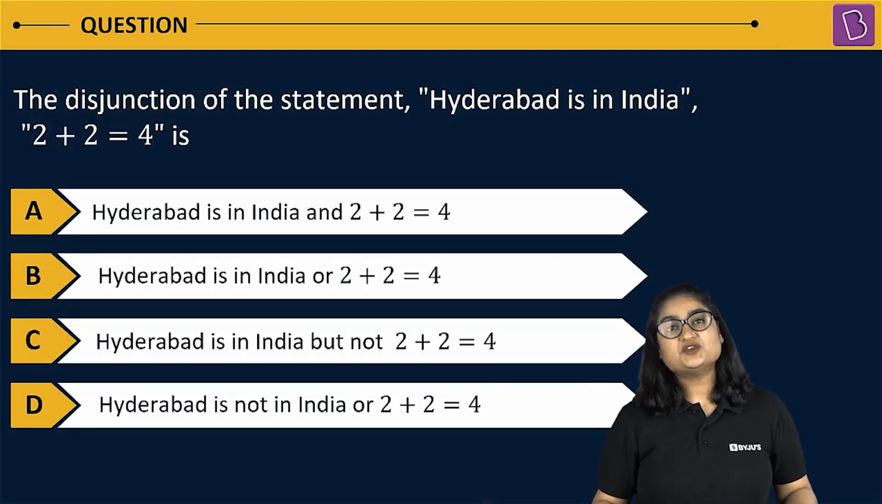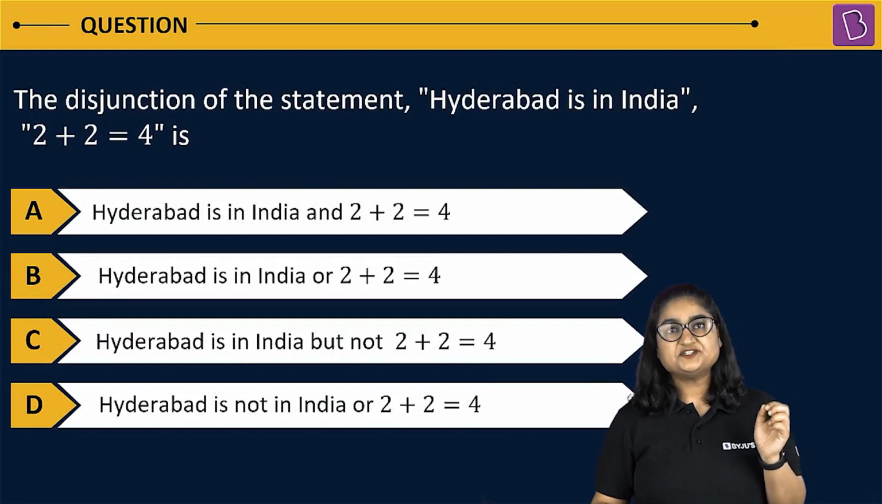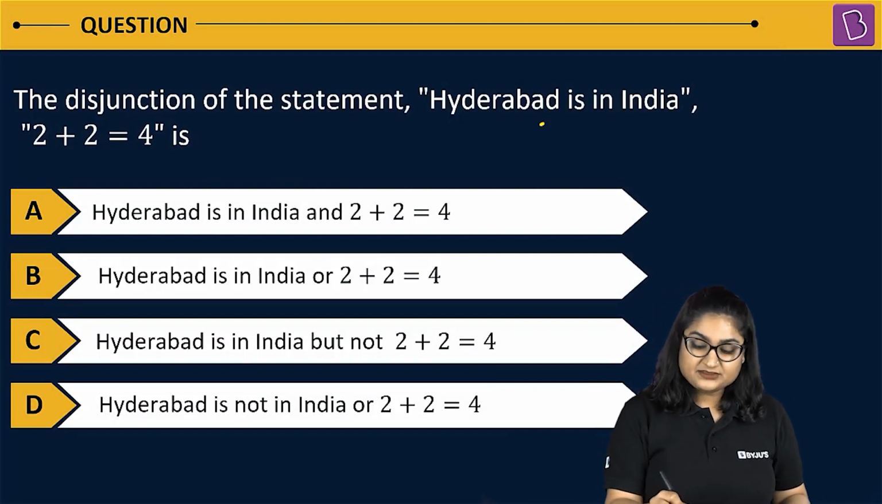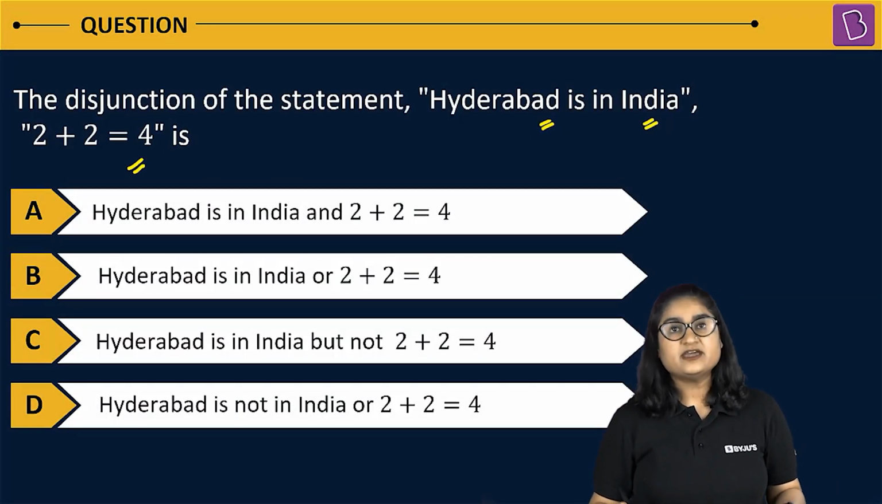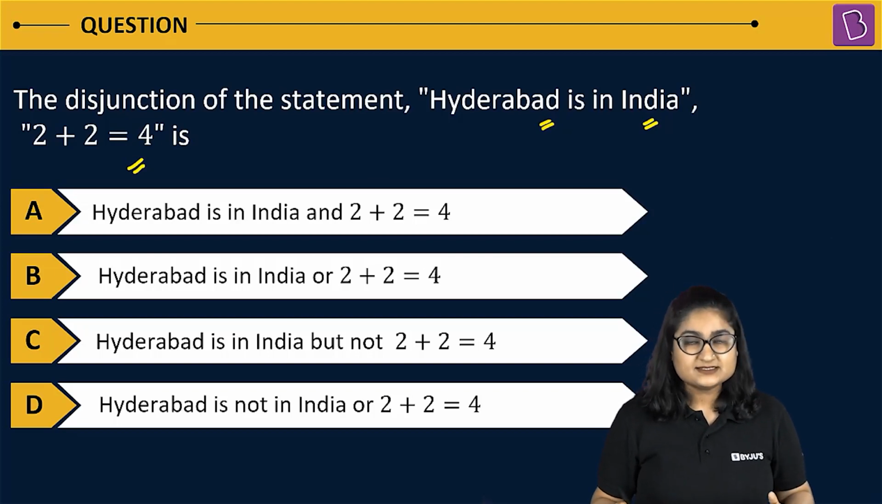So in this question, we have to find out the disjunction of the statements Hyderabad is in India and 2 plus 2 is equal to 4. Now there are two types of connectives. One is disjunction and the other one is conjunction.